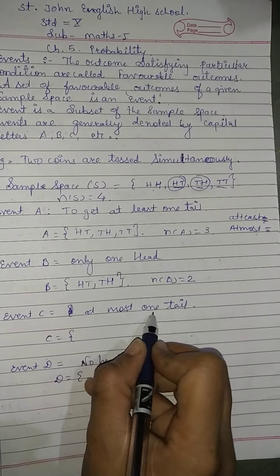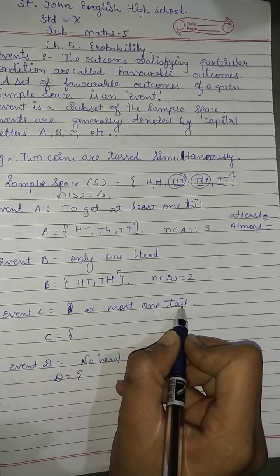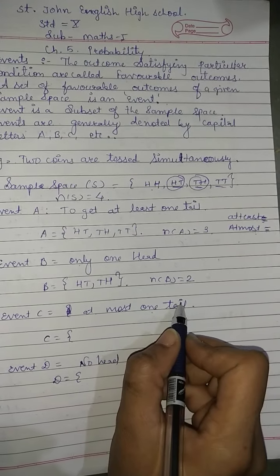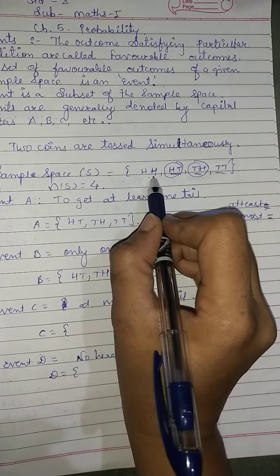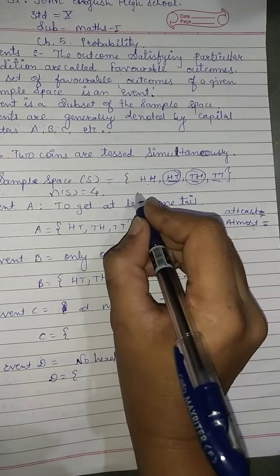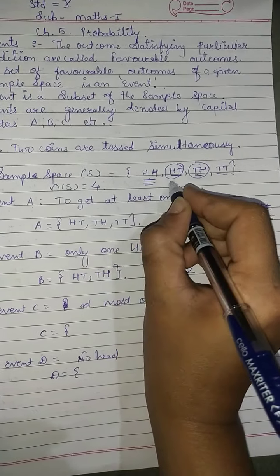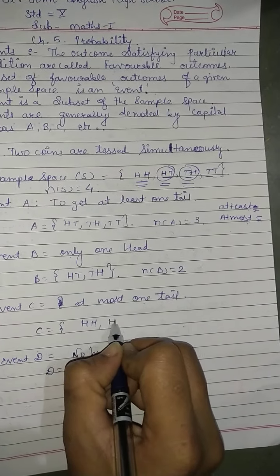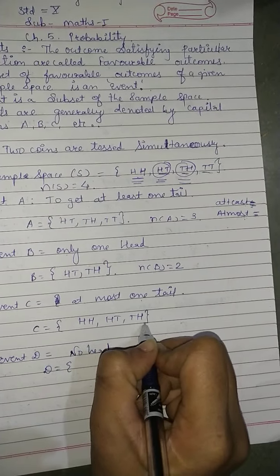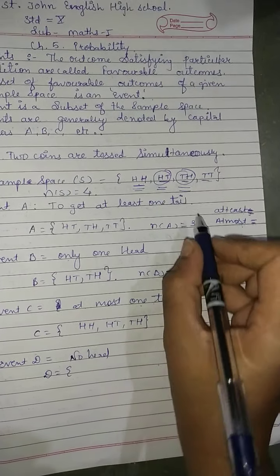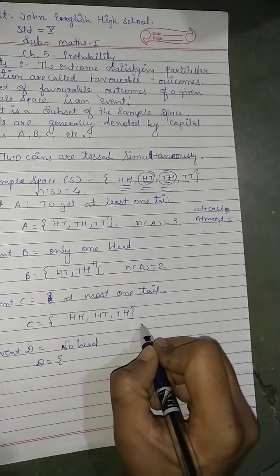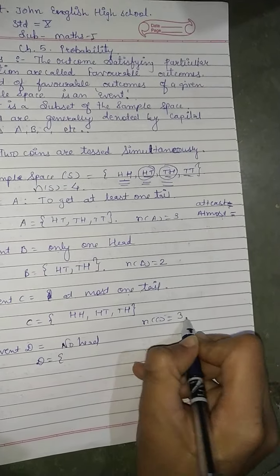At most one tail, ज़्यादा से ज़्यादा एक टेल चाहिए, एक टेल से ज़्यादा नहीं चलेगा, एक टेल से कम भी चलेगा. एक टेल से कम भी चलेगा मतलब टेल नहीं रहा तो भी चलेगा. That's why this is HH, HT, TH. ज़्यादा से ज़्यादा one tail मतलब एक टेल से ज़्यादा नहीं चलेगा, मतलब 2 टेल्स नहीं चलेंगे. So here number of sample spaces is 3.